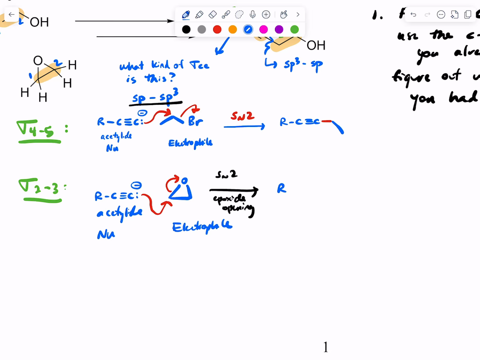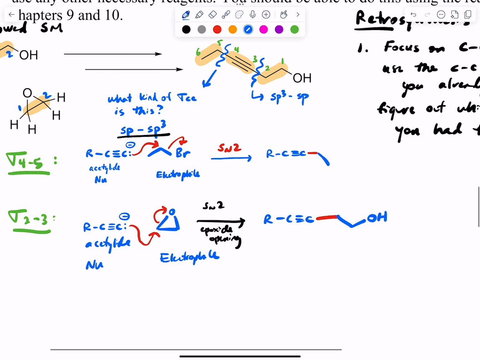And that would give us this product, a new sigma bond with the carbon of the epoxide, and then on the adjacent carbon you'd have a negatively charged oxygen, which we would protonate in a subsequent aqueous workup step, probably to give us the alcohol. Okay, good.